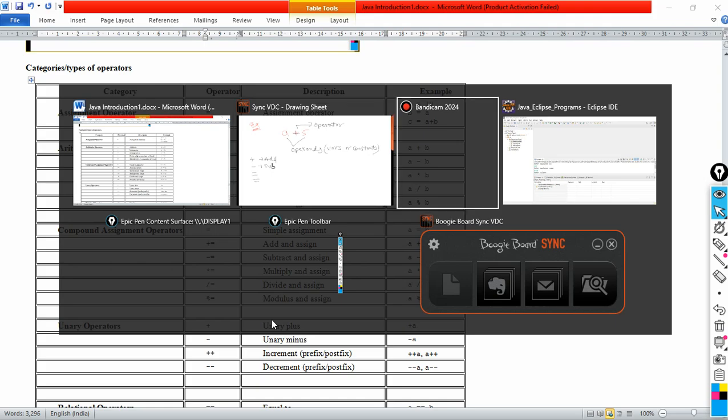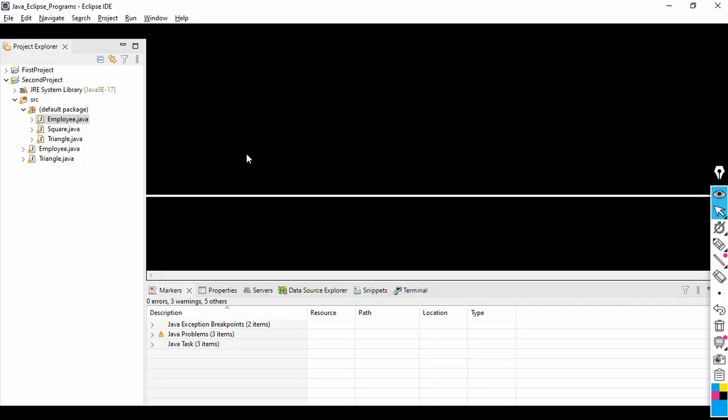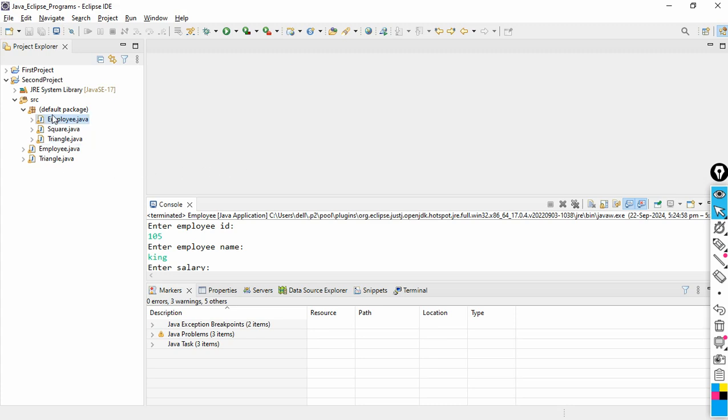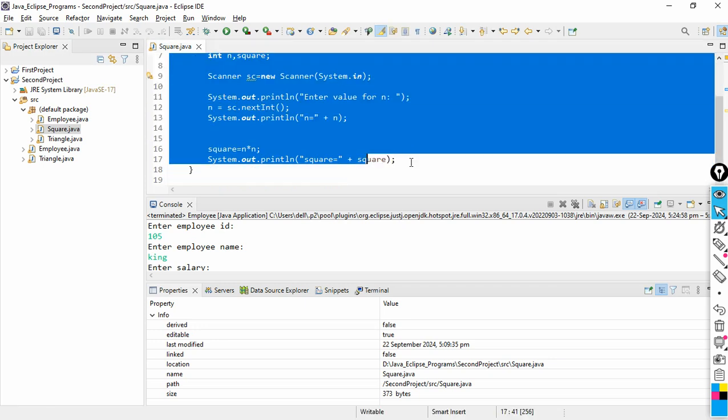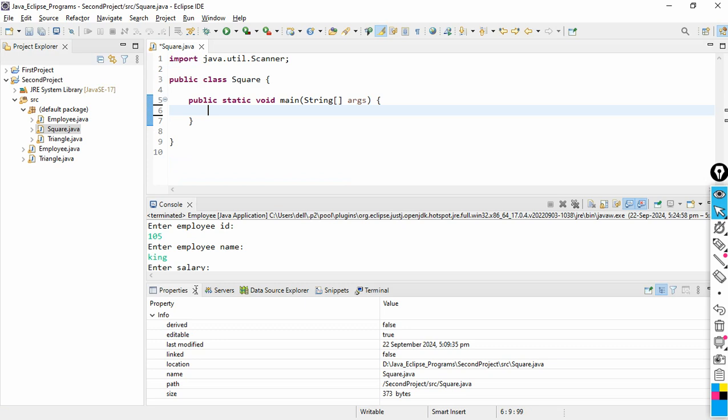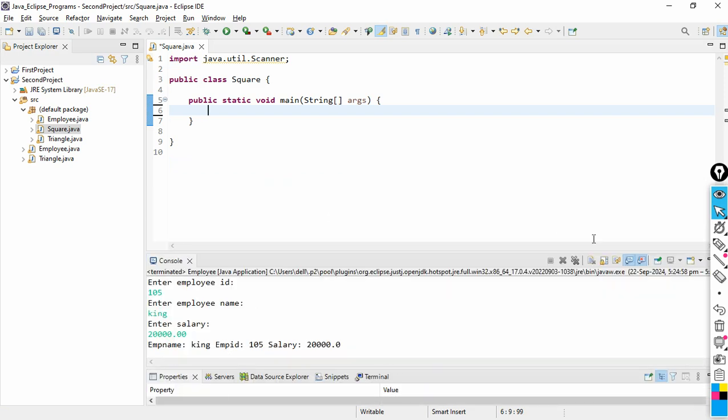Let us understand with the help of a simple example. We will take one simple program here, a Square.java program that I am going to open, and here we are going to understand the different calculations and executions. Let me erase all this particular code here. The computer is getting slow here, so no problem.